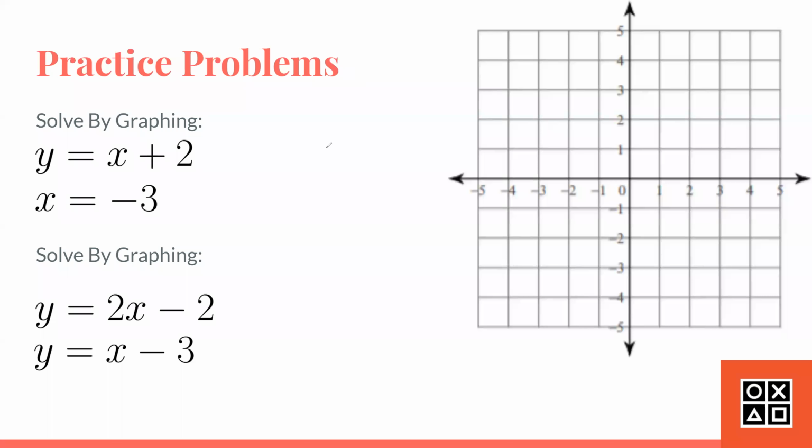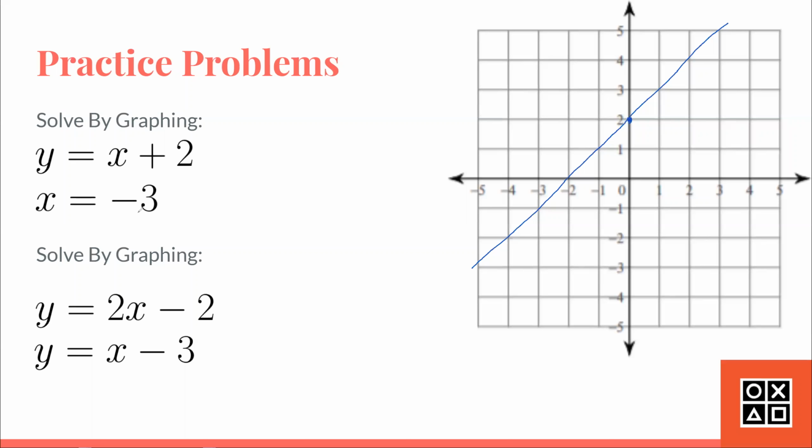Here are some practice problems that I'll be running through. Let's take this first system of equations into consideration: y equals x plus 2 and x equals negative 3. Let's just plot the line y equals x plus 2. The y-intercept is 2, and the slope is 1, so your line should be something like this.